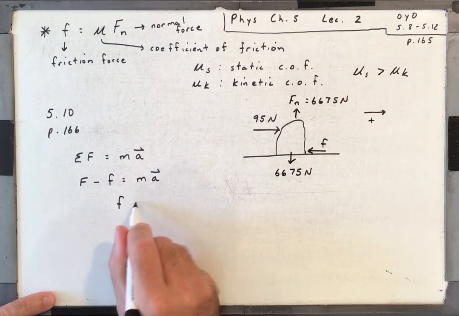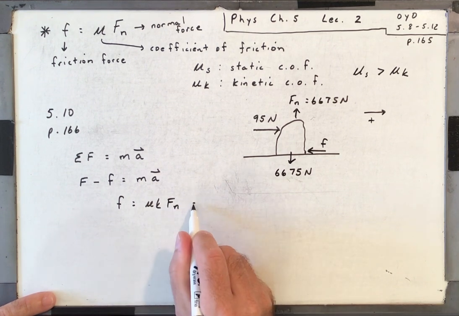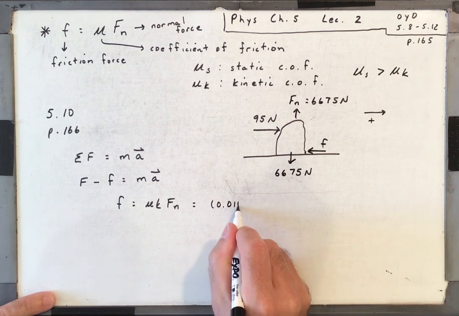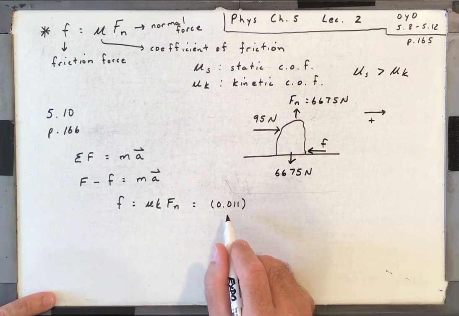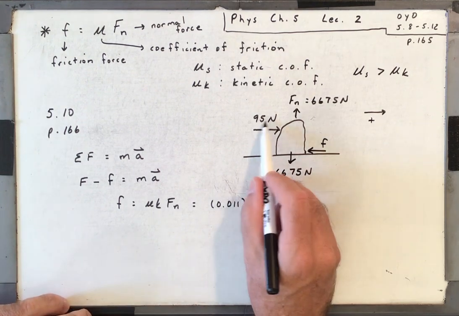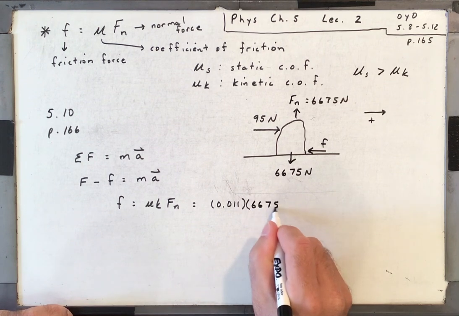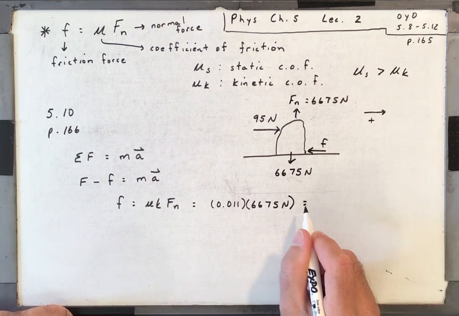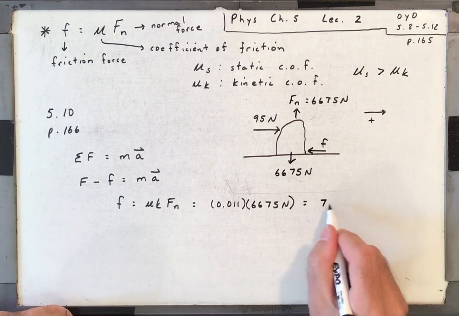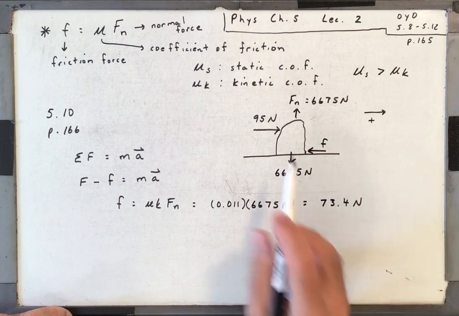The force of friction is going to be mu sub k times the normal force. The normal force, of course, is just the weight. So that's 0.011, which is a crazy slick surface. No one could walk on that. It's almost basically no friction. The author made it so small because he put too small a force for such a heavy rock there. Times 6,675 newtons. So our force of friction is 73.4 newtons.